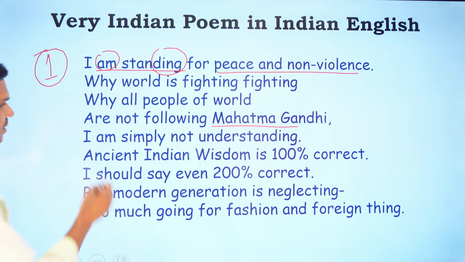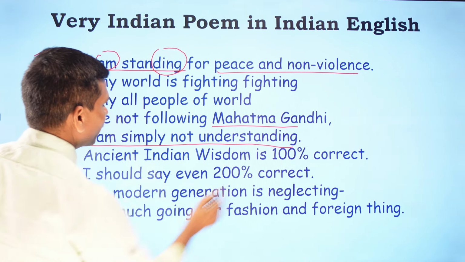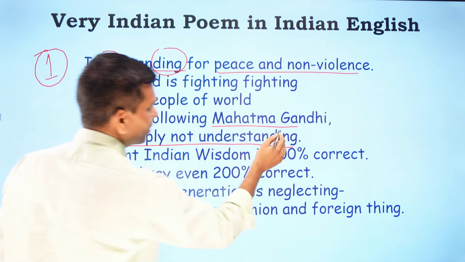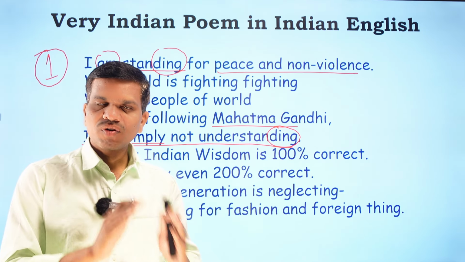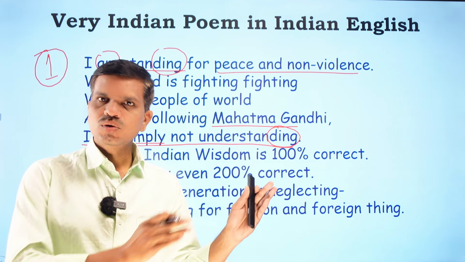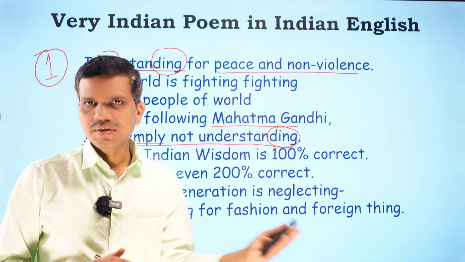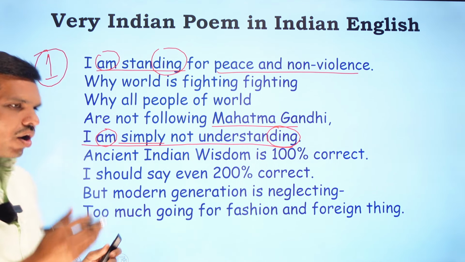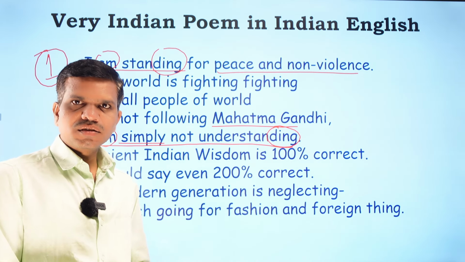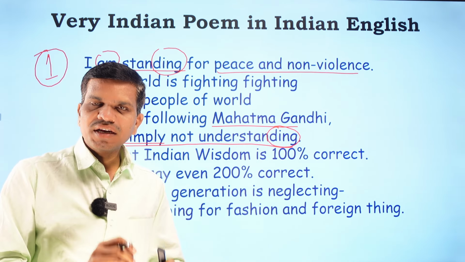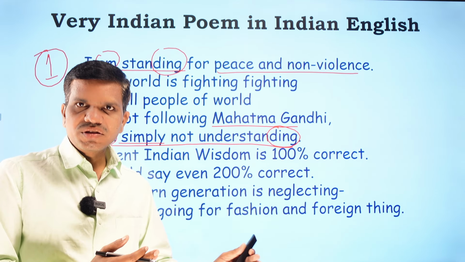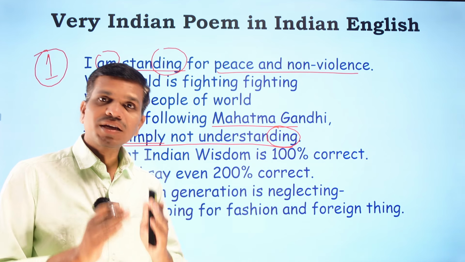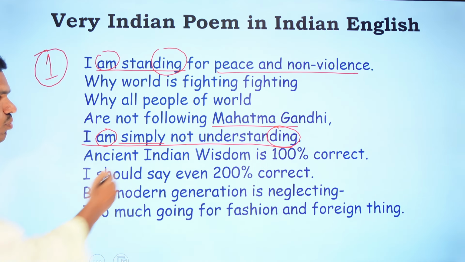I am simply not understanding. Now again we find that I am understanding. So this is again present continuous. Simply, again he uses the word simply, not understanding. Why people are not following is beyond the imagination of Nissim Ezekiel. They are not following Mahatma Gandhi, and hence he says that, or a common person or a common Indian, if you place a common Indian in the place of Nissim Ezekiel, you will understand how we think. So this is the thinking process of a common Indian, and he says that I am not simply understanding.